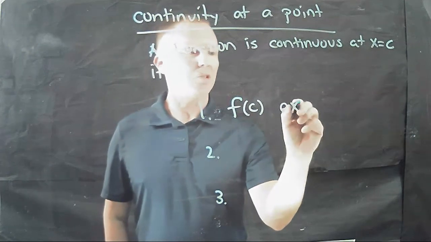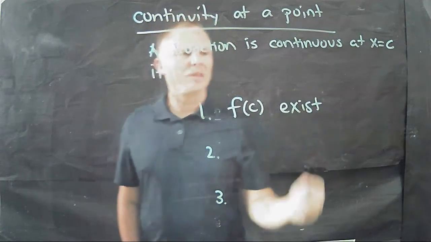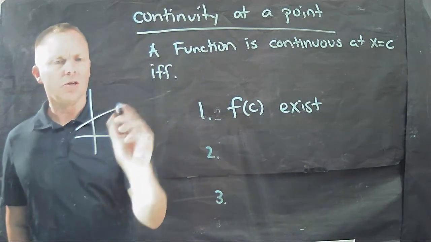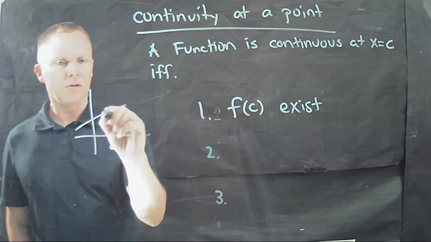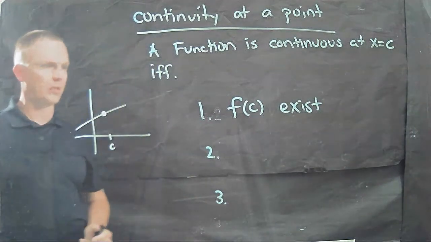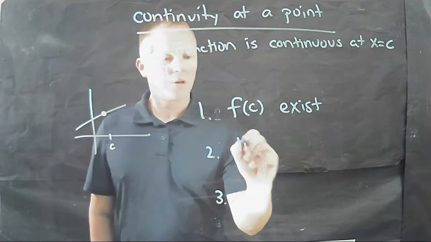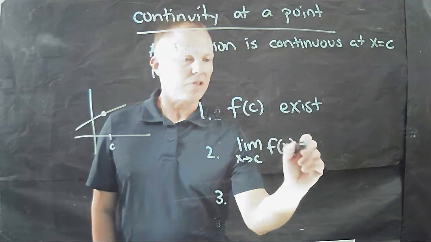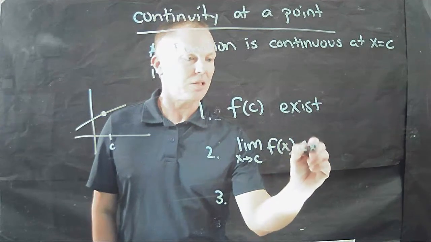c has to exist. What does that mean? That means, like, in your graph or in your picture, you've got a dot there. There's a value for the function at x equals c. Number 2, the limit as x goes to c of the function has to exist.